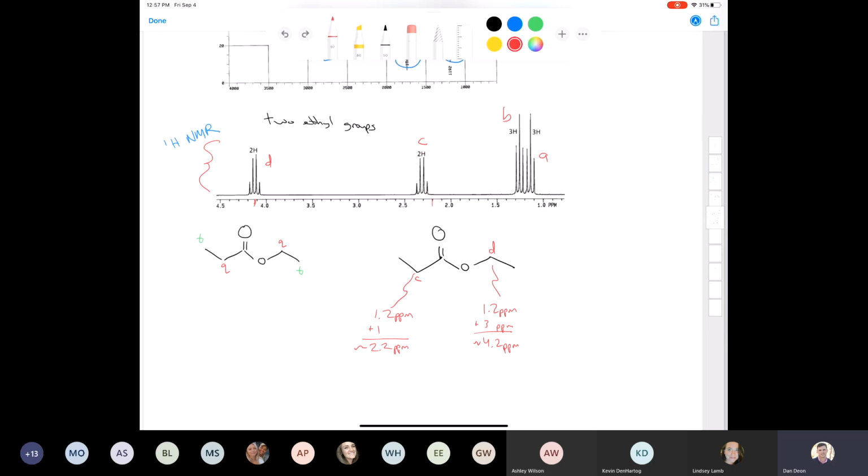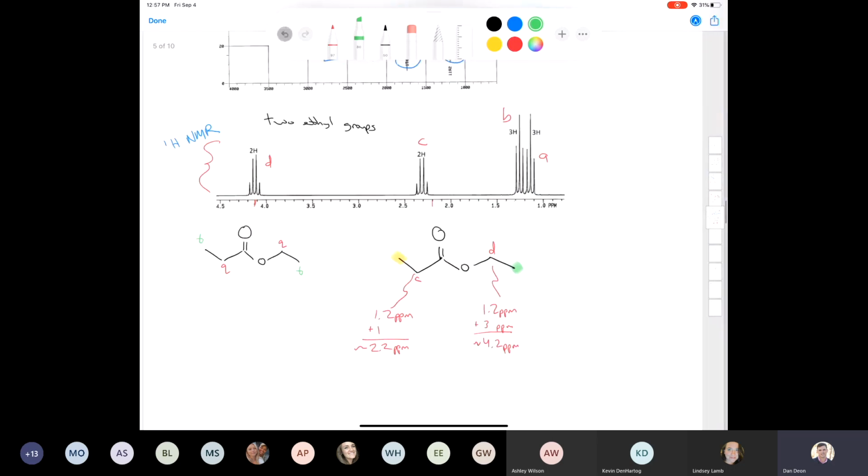You can see that B is more de-shielded. So which one of these is going to be more de-shielded? If I highlight this one in yellow and this one in green, could anybody tell me which of these methyls would be more de-shielded? Would it be the yellow one or the green one? No, it's not going to be the yellow one. In fact, it's going to be the green one.